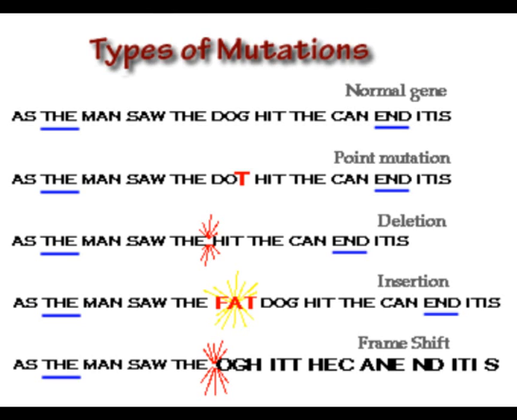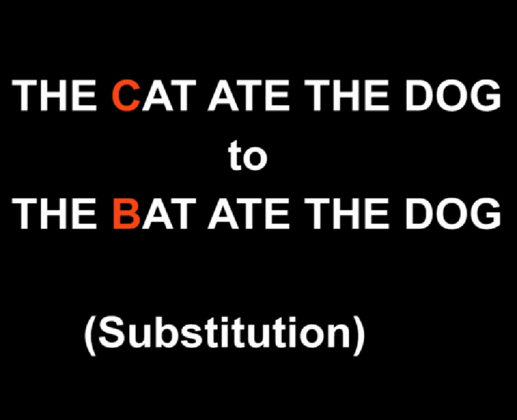So, there are also, as I mentioned before, several types of mutations, and I'll start going into those now. A type of mutation called a substitution can occur if you substitute one nitrogenous base for another. So, for example, in the sentence "the cat ate the dog," if you change that to "the bat ate the dog," changing the C to the B would be an example of a substitution.